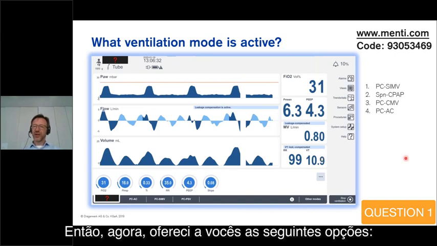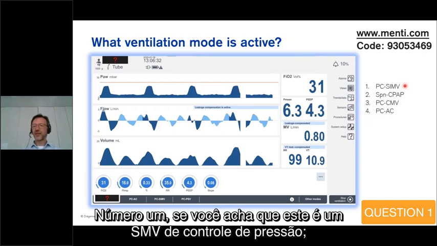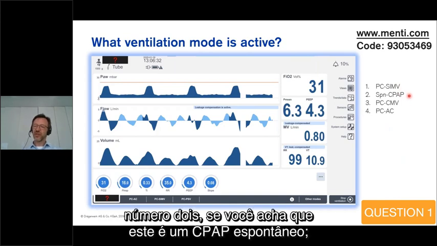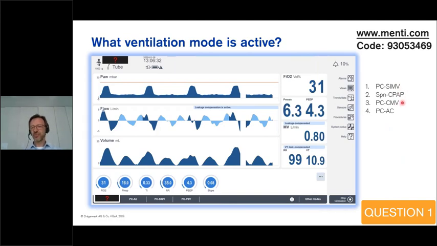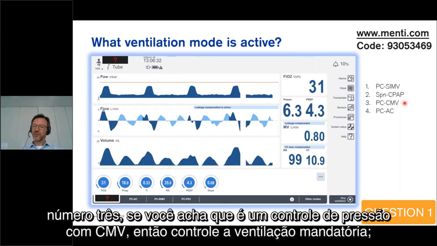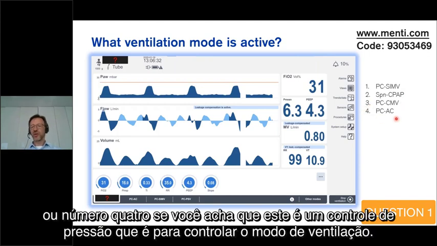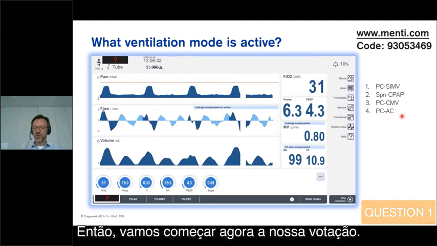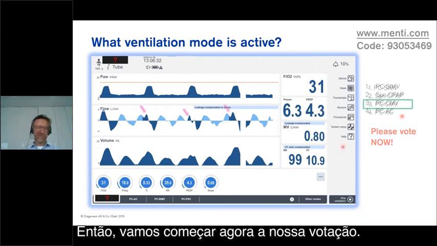Now I offer you the following choices. Number 1, if you think this is a pressure-controlled SIMV. Number 2, if you think this is a spontaneous CPAP. Number 3, if you think this is a pressure-controlled CMV, so controlled mandatory ventilation. Or number 4, if you think this is a pressure-controlled assist control ventilation mode. So we will now start our voting.